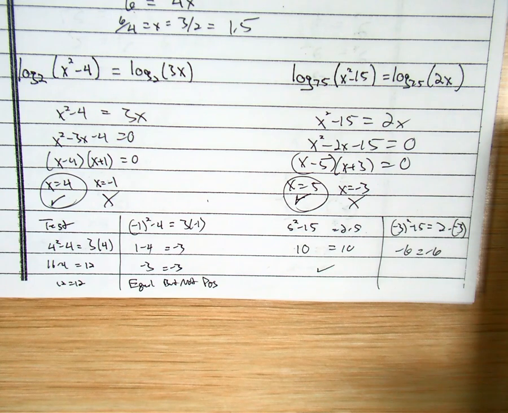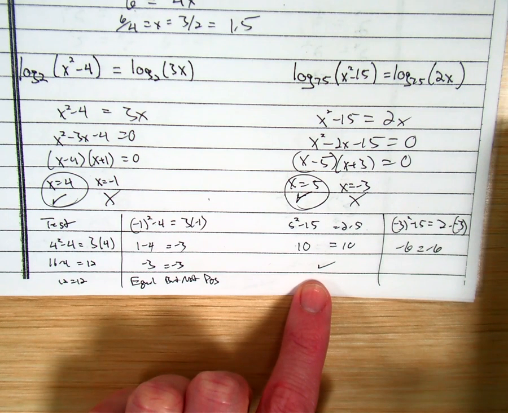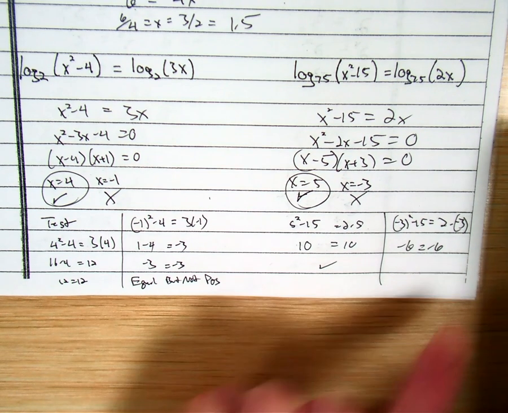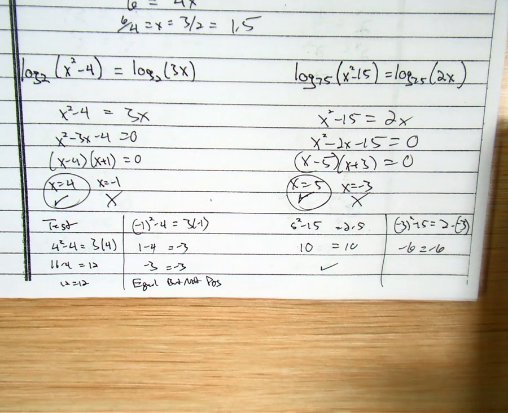I had 5 and negative 3. 5 gives me 10 equals 10, that's good. Negative 3 gives me negative 6 equals negative 6. Equal, but not positive. So we're not going to use that one. Just the 5.